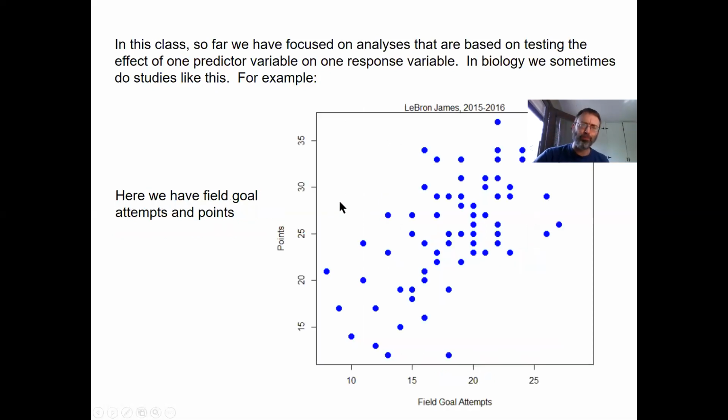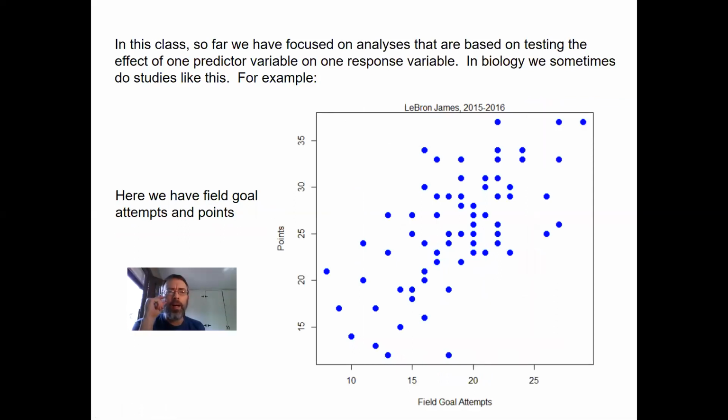Okay. Here's another one. This is the thing we've used a lot in the class, which is this LeBron James data set, field goal attempts and points, and there's this relationship. But we're really just thinking about the relationship between these two singular variables. Okay. We do this quite often. This is common in biology. You need to know how to do this. So we start out early in the class working on stuff like this.